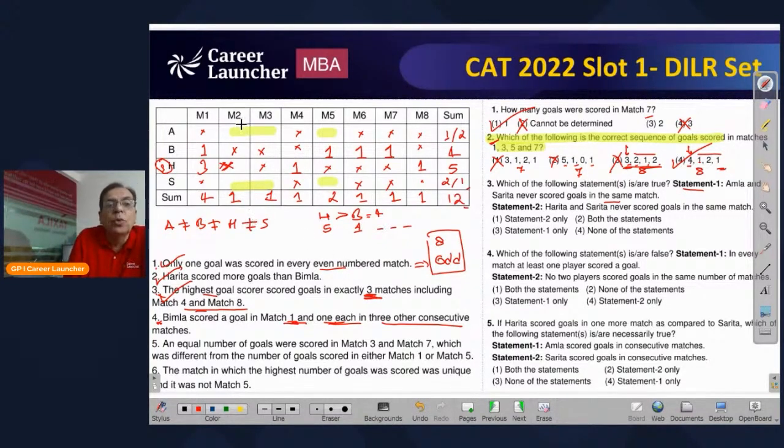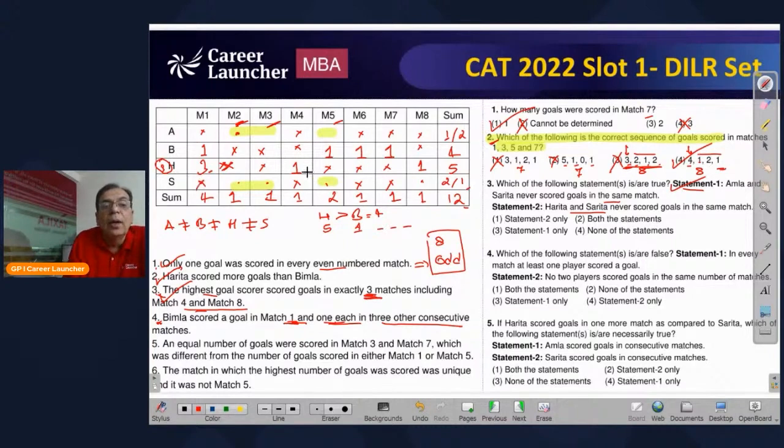Let's look at match 2. Amla and Sarita will score in match 2, match 3, and match 5 only. And between them, they have to do 3 goals. So if Amla scores here, then Sarita cannot score here. Sarita will have to score here or here. Which clearly tells you that statement 1 is correct. Statement 2: Harita and Sarita never scored in the same match. H and S. So H has scored in match 1.